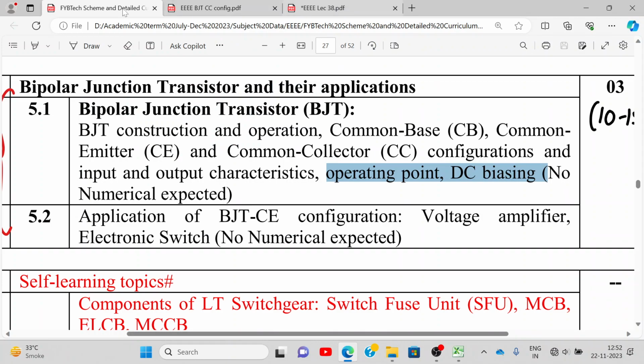Yeah, please write down: DC biasing in BJT. And what is the other topic? Operating point.